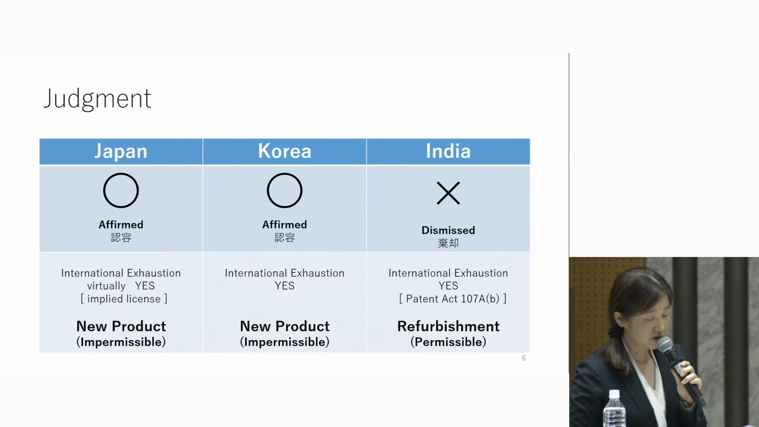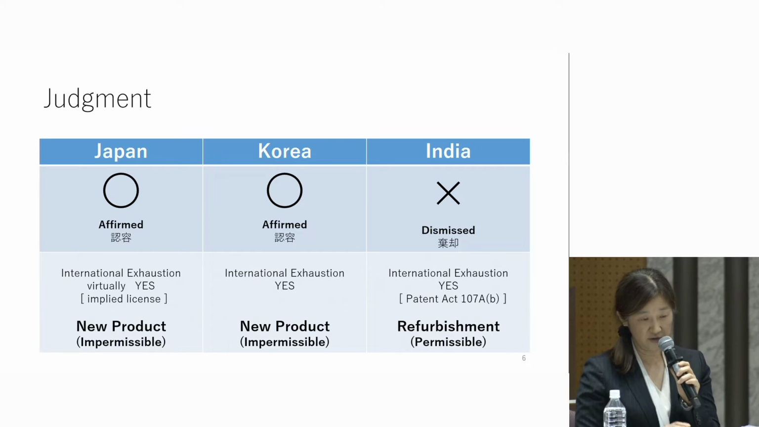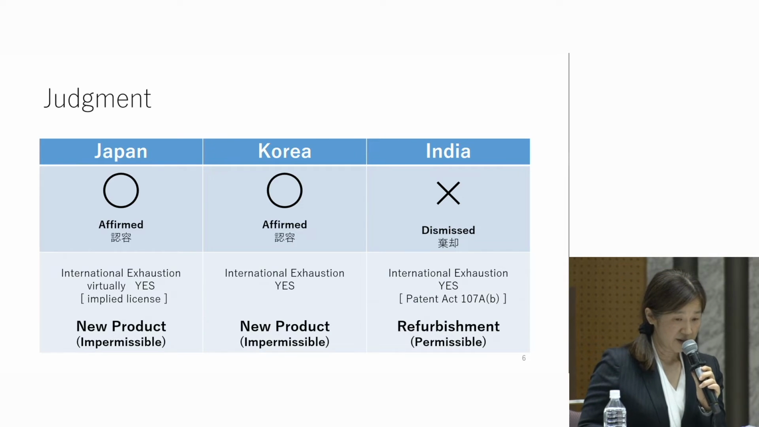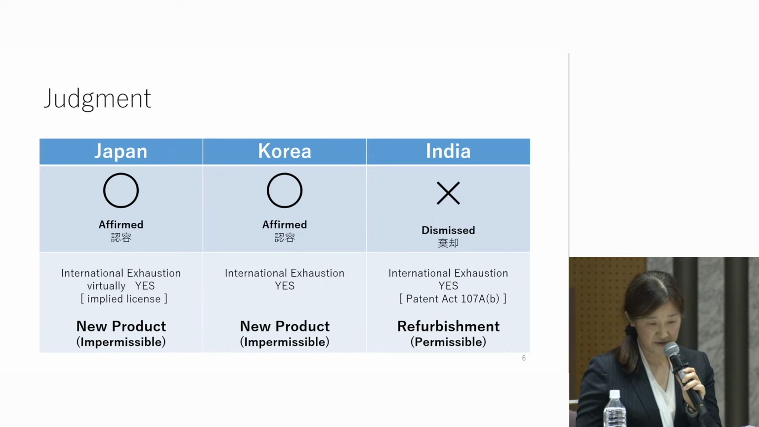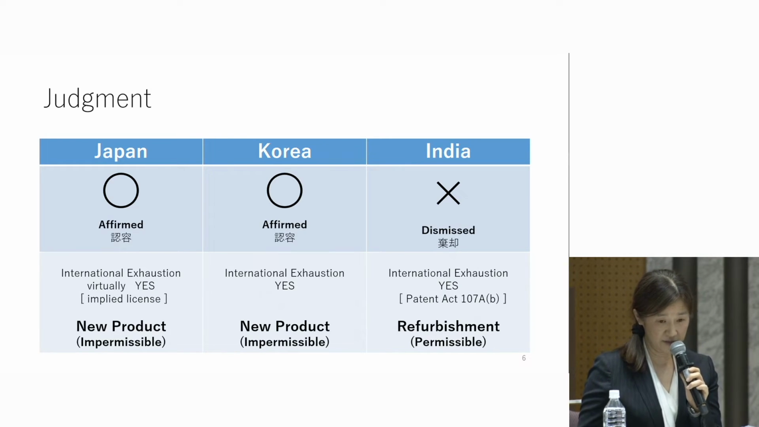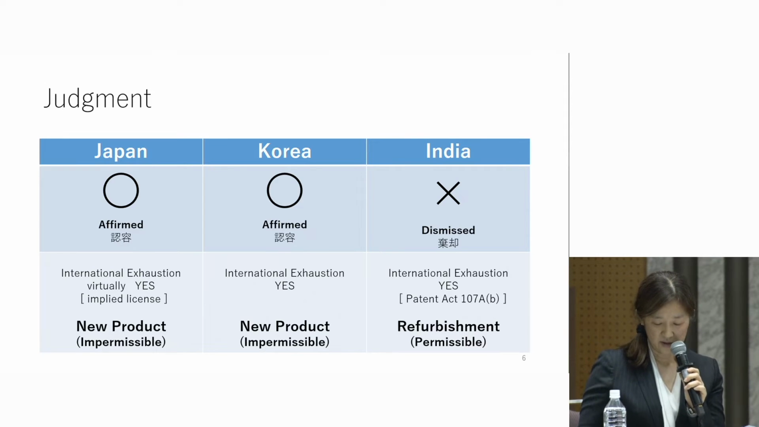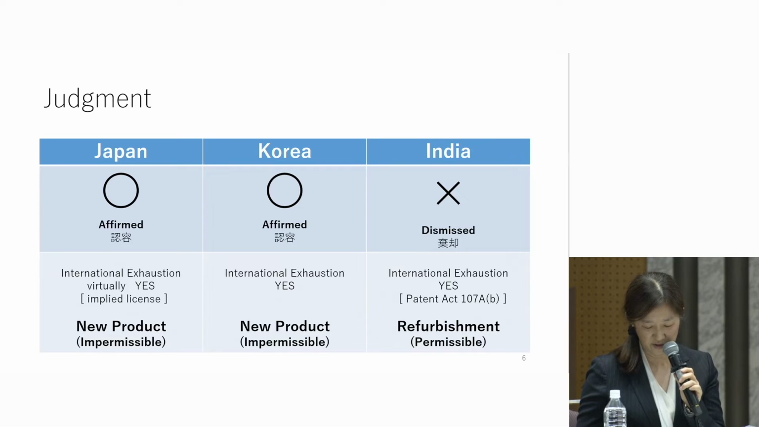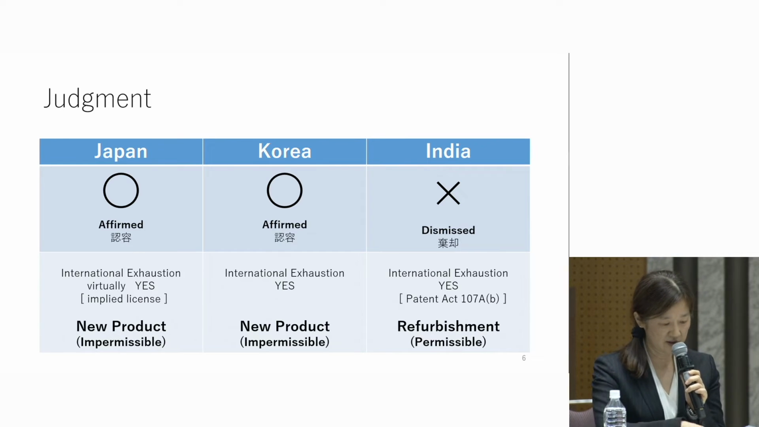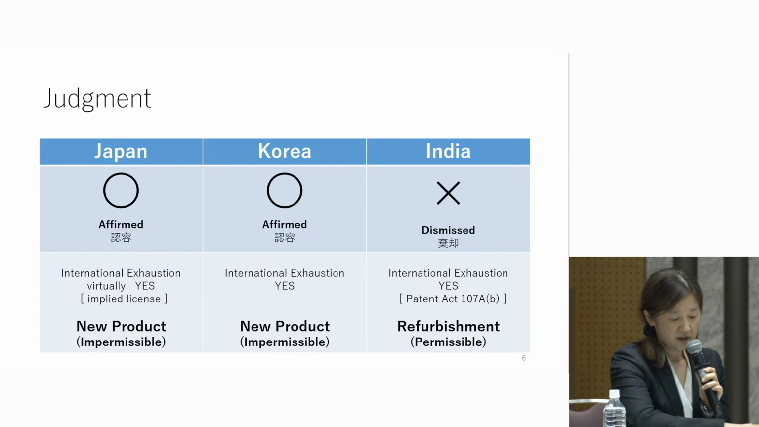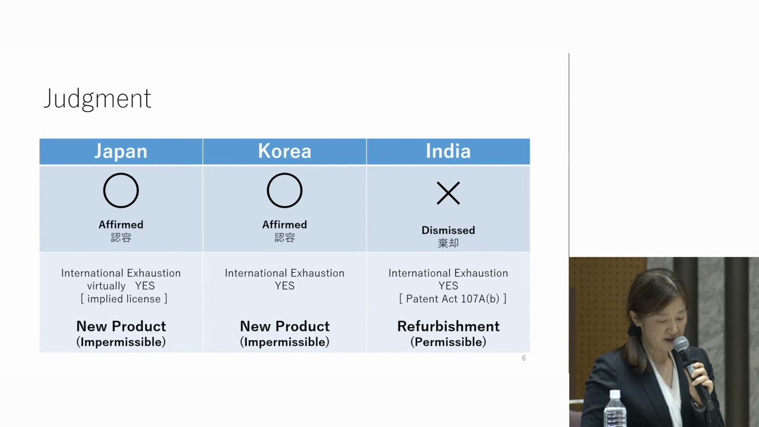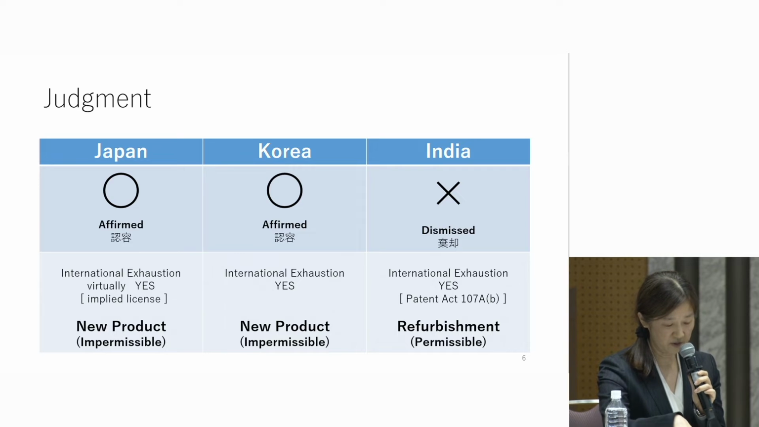So the decision of the court in each jurisdiction is shown in this table. The courts of Japan and Korea upheld the plaintiff's claim. On the other hand, the court of India dismissed it. So in terms of reasoning, all jurisdictions concluded that international exhaustion was at least virtually recognized in this case. But there was a difference in the decision as to whether the defendant's product was considered to be a new product. In the mock case, there are two main issues: the first, international exhaustion, and second, the repair and produce problem.